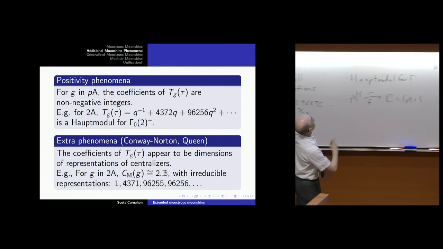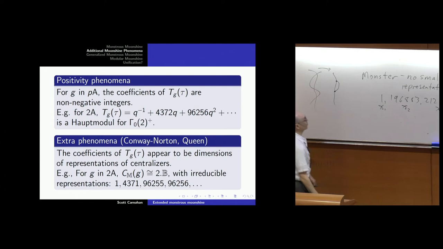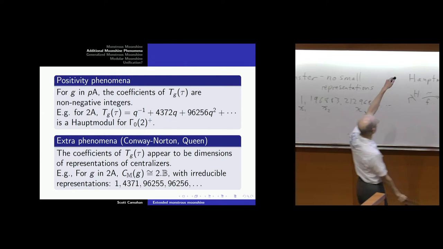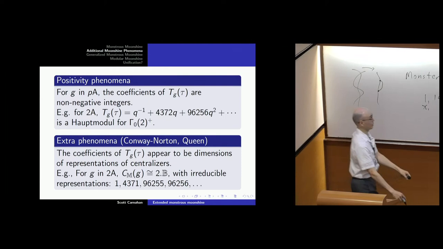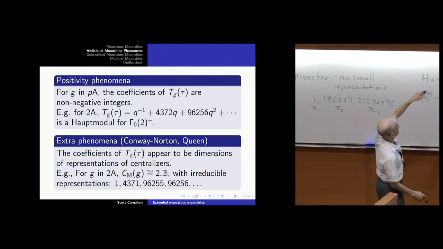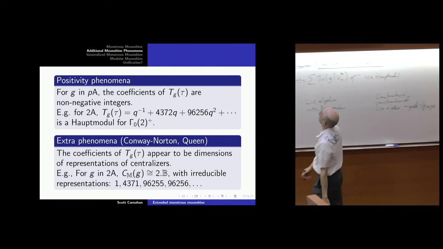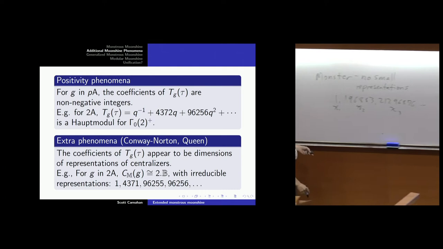Okay, so in addition to just being non-negative integers, it turns out that they behave like original monstrous moonshine, but for smaller groups. They appear to be dimensions of representations of centralizers in the monster. For this class 2A, the centralizer is an extension of the baby monster sporadic group, the second largest sporadic group, by a group of order 2. And it has irreducible representations of the following dimensions. There's 1, there's 43, 71, and these larger ones. And if you compare the expansions and the dimensions, it's difficult to resist the temptation to combine these representations to form coefficients. Now, we can ask, maybe there is a graded representation for these elements.